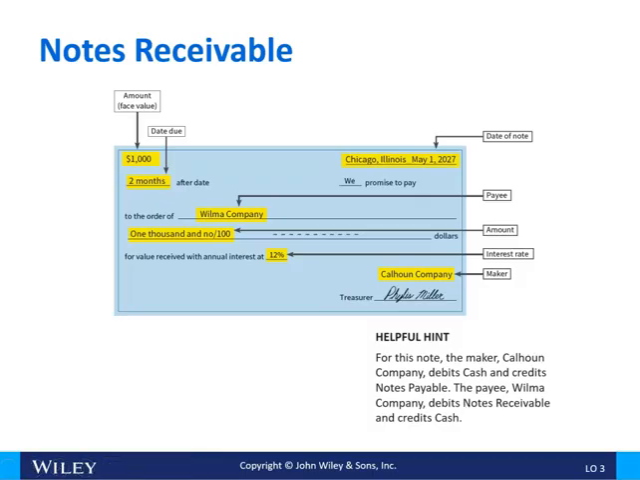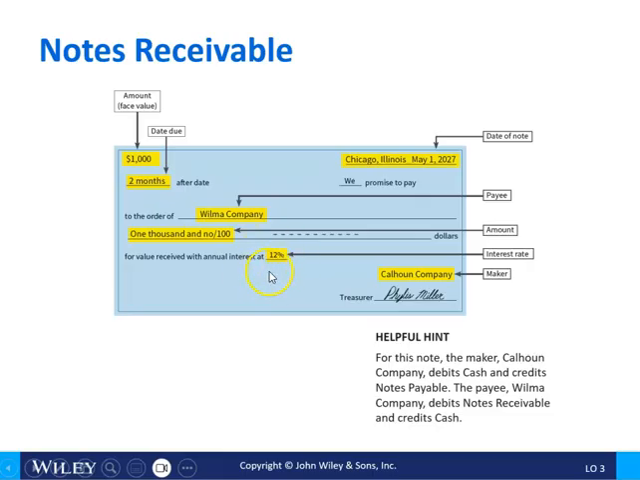This is what an example of a promissory note might look like. Similar to a check, it's got a lot of the same information as a check, but some big differences. So it has the face amount here. It's also got the face amount written out. The due date, so this says 2 months after the date. The date of the note is up here, May 1st, 2027. It says we promise to pay to the order of Wilma Company $1,000 for value received with the annual interest rate of 12%.